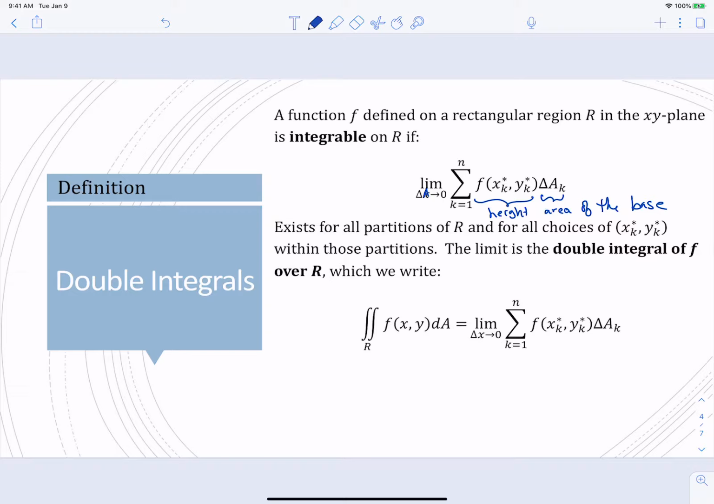And if this limit exists for all partitions of R, so any way that we could chop this up, and for all choices of x sub k and y sub k. So again, this is picking any point in your little rectangle or little square that you make in your chopped up squares.